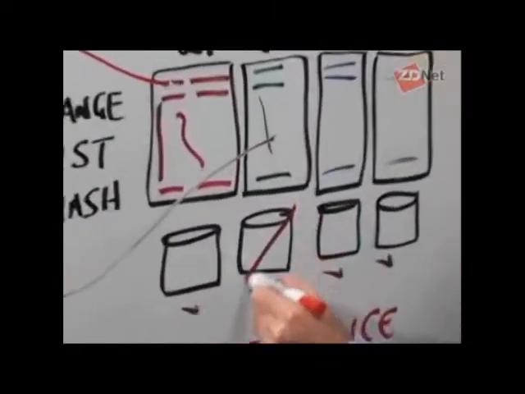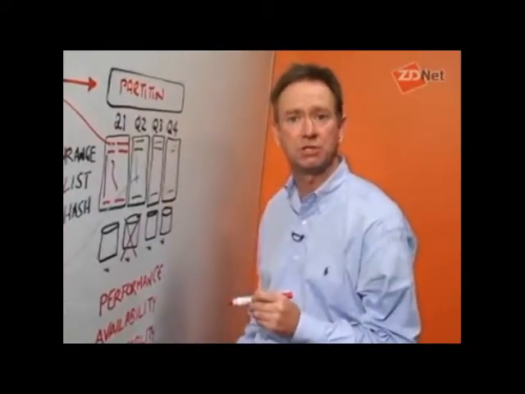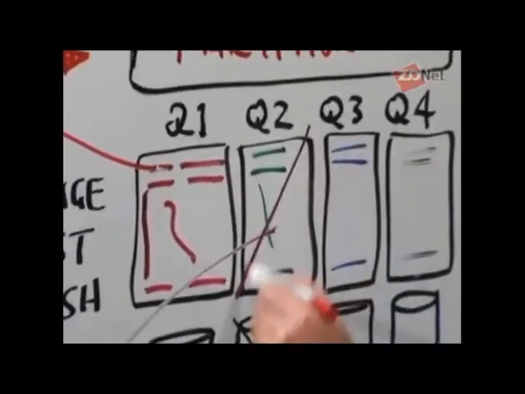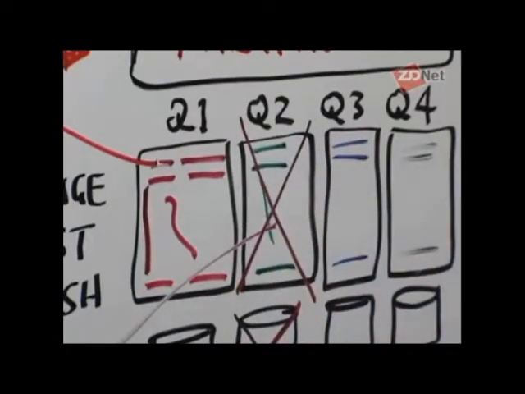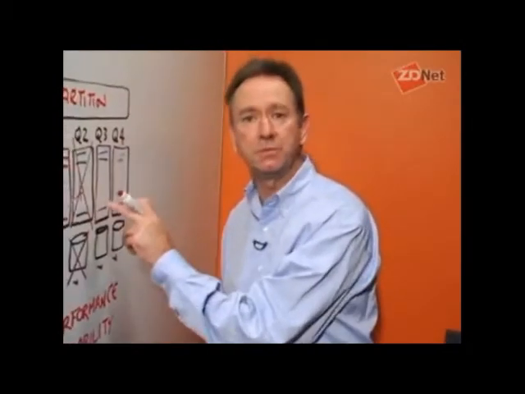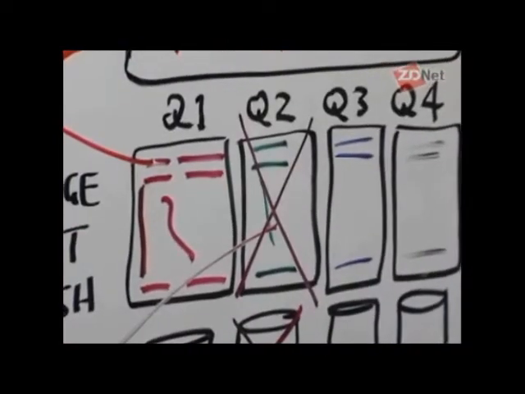Now, in terms of providing higher availability, if we were to lose one of the disks that supports one of our partitions, all we actually lose is access to that partition, in this case quarter 2. We can continue to do inserts, updates and deletes to all our other partitions.